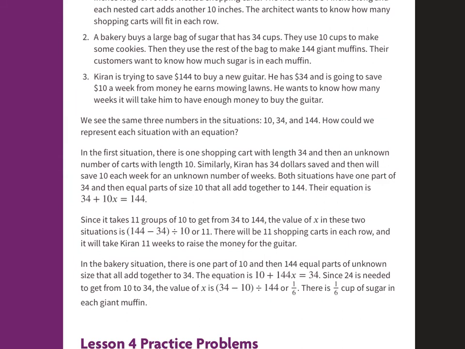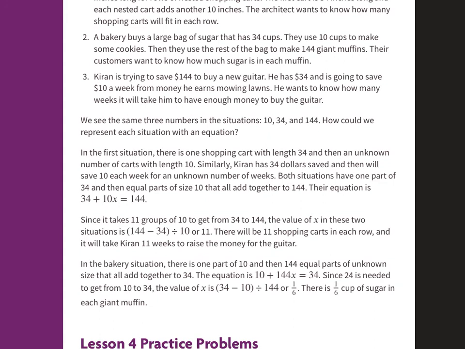In the first situation, there is one shopping cart that's 34 inches long, and then the unknown number of carts with length of 10. Similarly, Kieran has $34, and then he'll save 10 each week for an unknown number of weeks. Both situations have one part of 34 and then equal parts of 10 that add all together to 144. So 34 plus 10x equals 144. Since it takes 11 groups of 10 to get from 34 to 144, the value of x in these 2 situations is 144 minus 34 divided by 10, which equals 11. There will be 11 shopping carts in each row, and it will take Kieran 11 weeks to raise the money for the guitar.